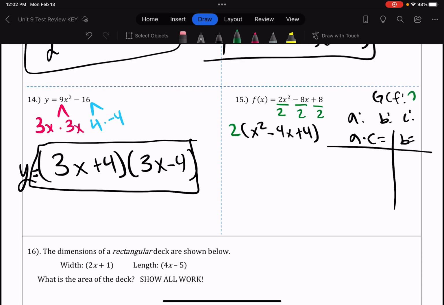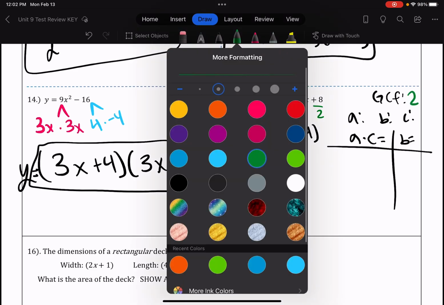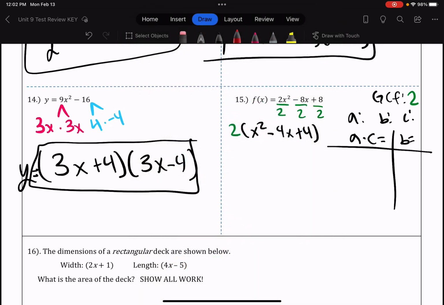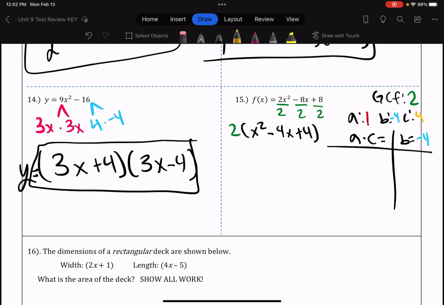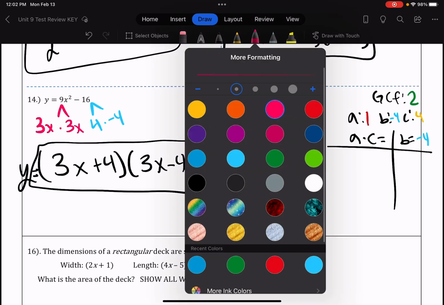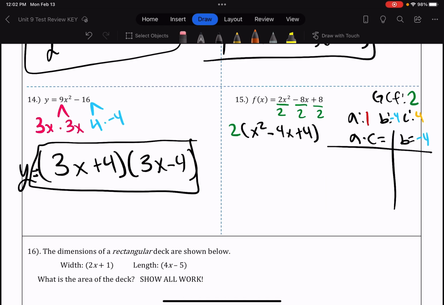So I did have a GCF of 2, but now I can go ahead and list out my a, b, and c values. My new a value is 1. My new b value is -4. And my new c value is positive 4. A times c is going to be 1 times 4, which is positive 4. And my b value is a -4. So I've got to figure out the factors of 4. So I've got 1 and 4, 2 times 2.